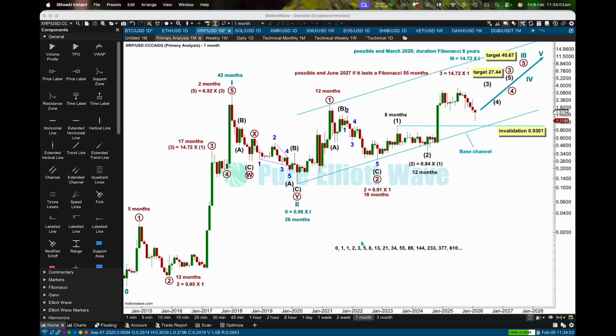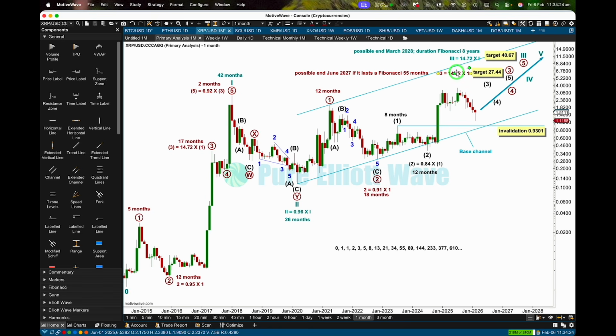Very quickly, the bigger picture for XRP, I'm seeing a cycle degree wave 1 and 2 complete, so we're in cycle wave 3. Cycle wave 3 may only subdivide as an impulse, that'll be labelled primary 1, 2, 3 is underway, and then we'll have 4 and 5. So this is an extremely bullish wave count. Primary 3 within cycle 3.